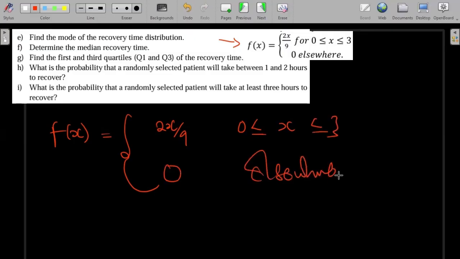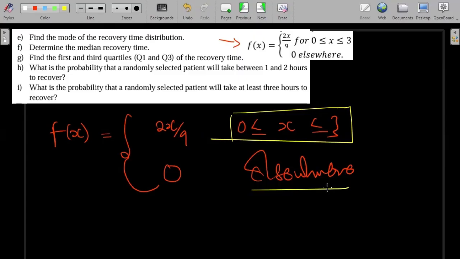That means whenever you pick a value of x that is not in this interval, the probability there will just be 0. That's what this means. So we want to find the mode. What is the mode? From your statistics, we say the mode is the entry that has the highest frequency. Now when it comes to continuous random variables, the mode is the value of x that gives us the highest probability.